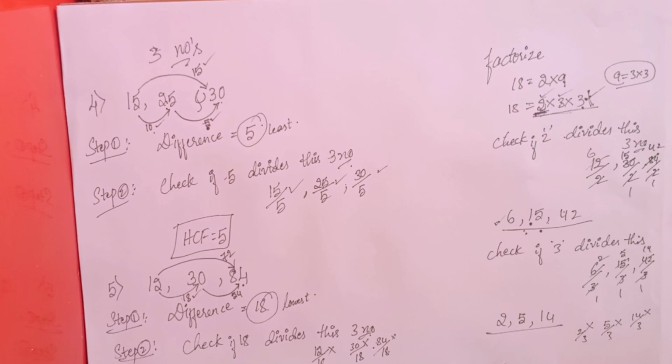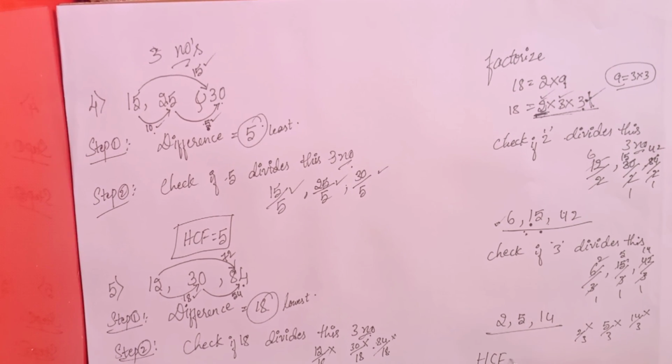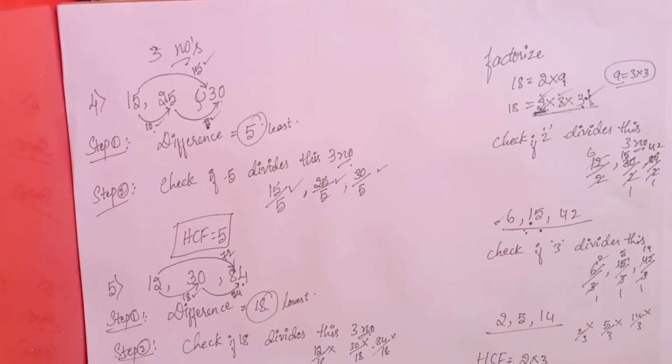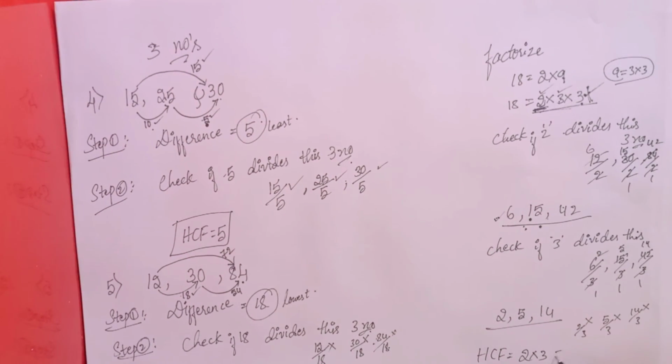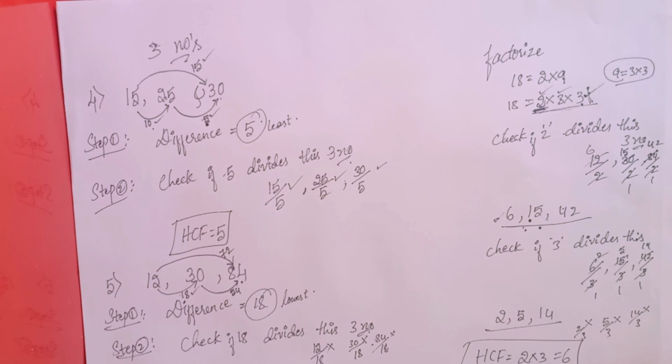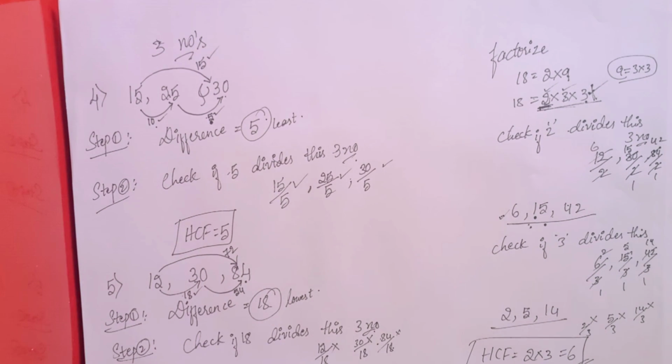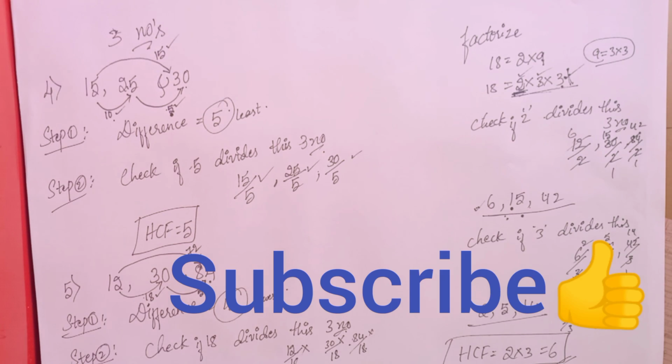So two numbers are possible, therefore HCF is equal to 2 into 3, so 2 threes are 6. Therefore the HCF is 6. I hope you remember the steps, and in an easy method you can easily find the HCF for 2 numbers or 3 numbers, and further you can go with 4 numbers also. By following this method, you can easily find the HCF.